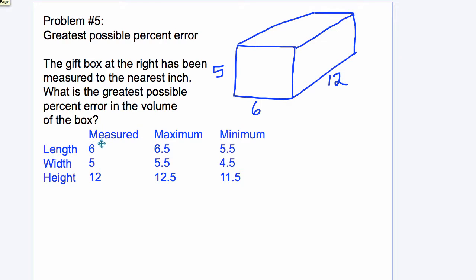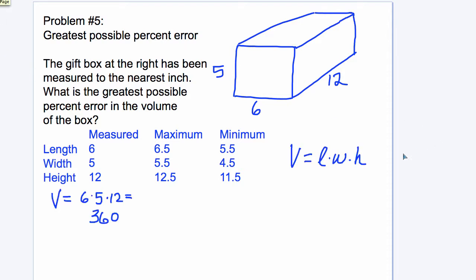If we measured this box as a length of 6, width of 5, and a height of 12, then the maximum that this could be, given that we measured to the nearest inch, is either a 1/2 inch bigger or a 1/2 inch smaller. So the maximum is 6.5 by 5.5 by 12.5, and the minimum would be 5.5 by 4.5 by 11.5. So now we've found the maximum and minimum measurements. Now let's take a look at computing the volume.